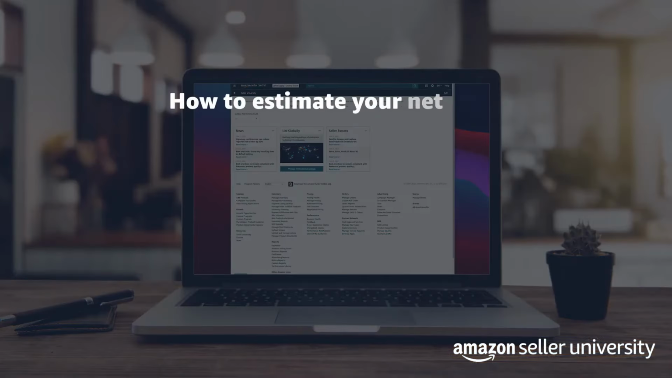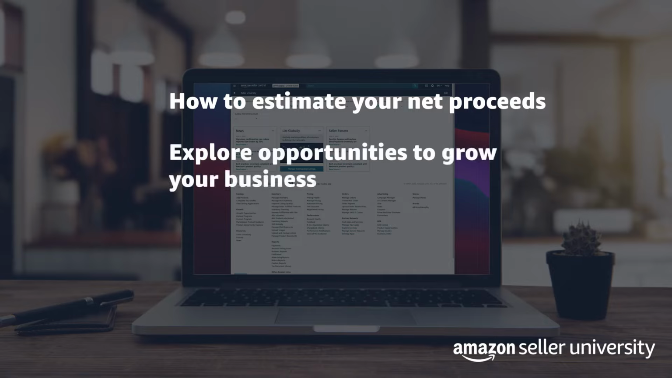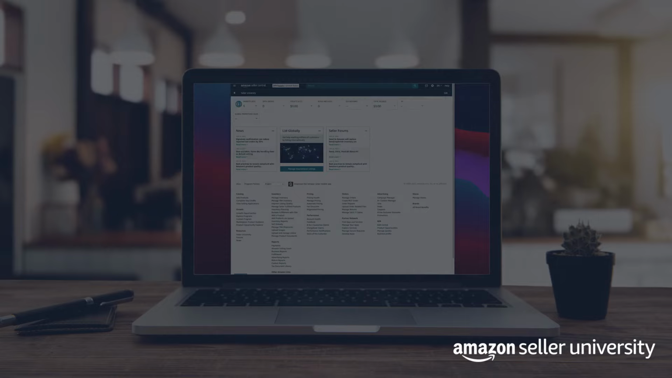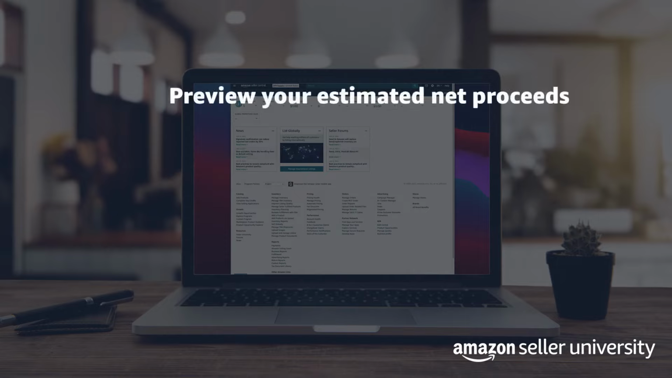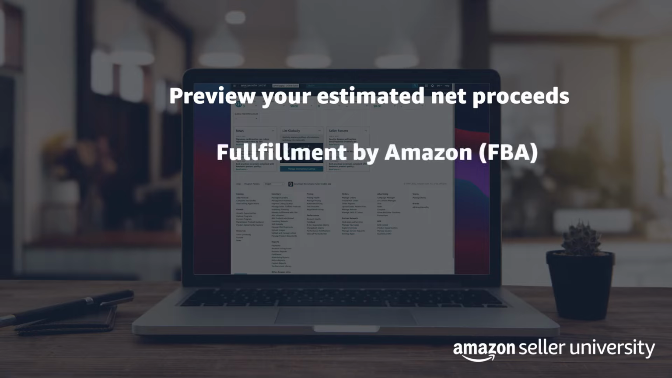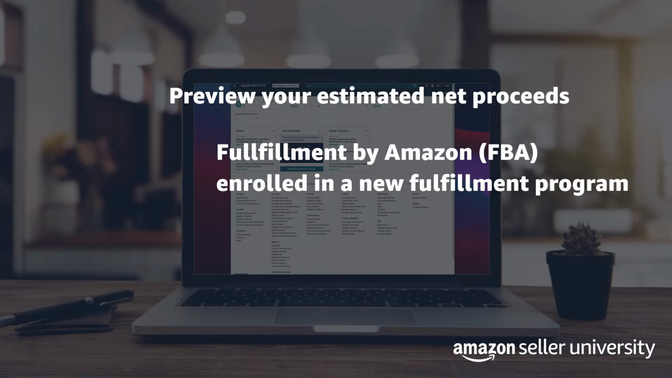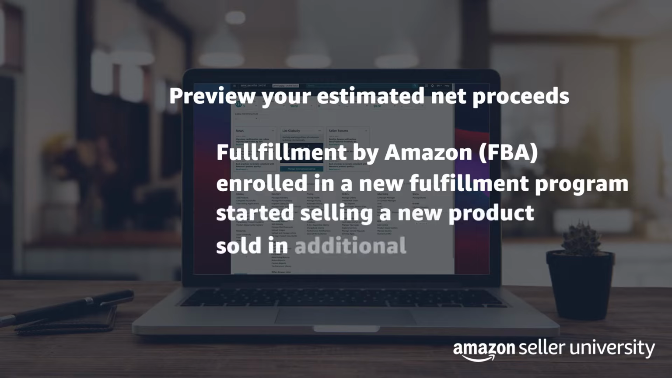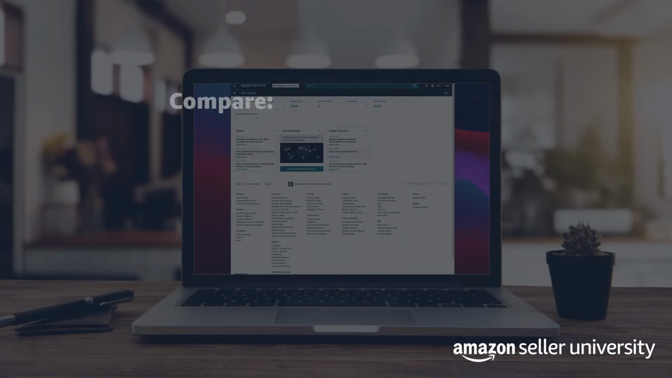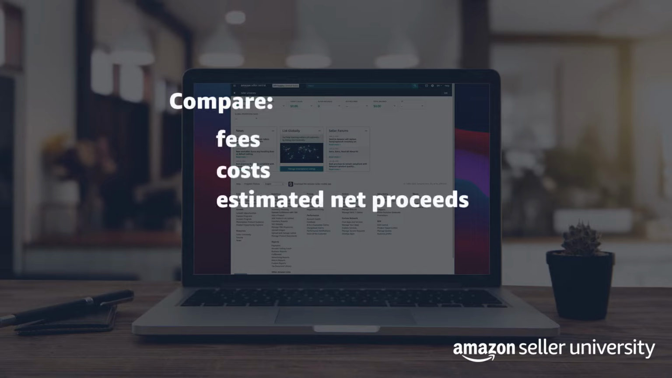This video covers how to estimate your net proceeds using the revenue calculator and how to explore opportunities to grow your business in the Amazon store. This tool lets you preview what your estimated net proceeds would be if you tried Fulfillment by Amazon or FBA, enrolled in a new fulfillment program, started selling a new product, or sold in additional stores. You can also compare fees, costs, and estimated net proceeds for each scenario in real time.